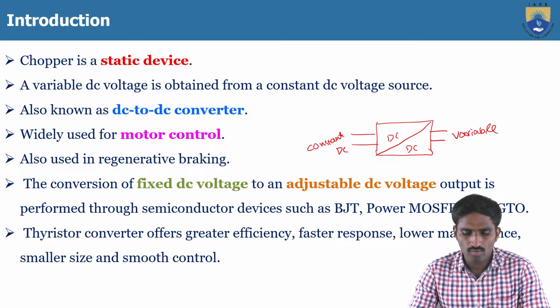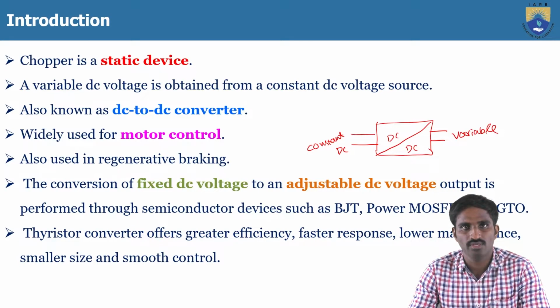And how do we make this DC chopper? Similar to the other power electronic converters we discussed in previous classes, which are the rectifiers and inverters, this chopper is also made with power semiconductor devices such as BJT, power MOSFET, GTO or thyristor. But here we are going to consider the thyristor based chopper only.